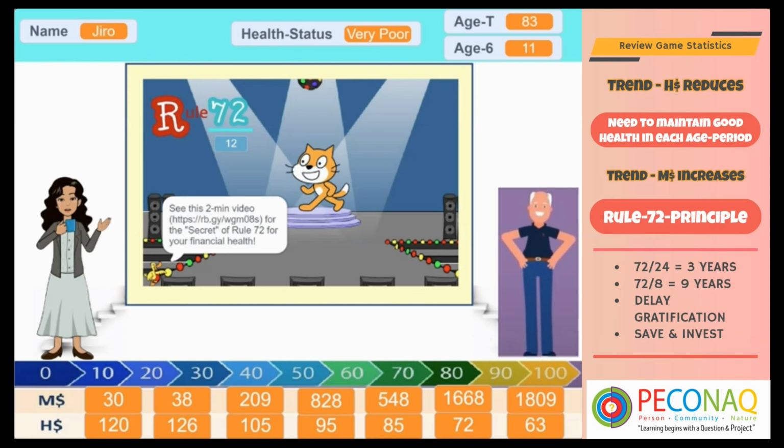Thank you, Joanna, for sharing with me the Rule 72 principle. I did not know that there is such a simple arithmetic rule to remind myself how to get rich, or become indebted to my bank.